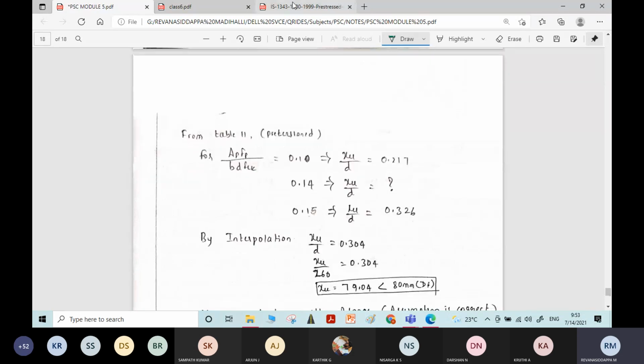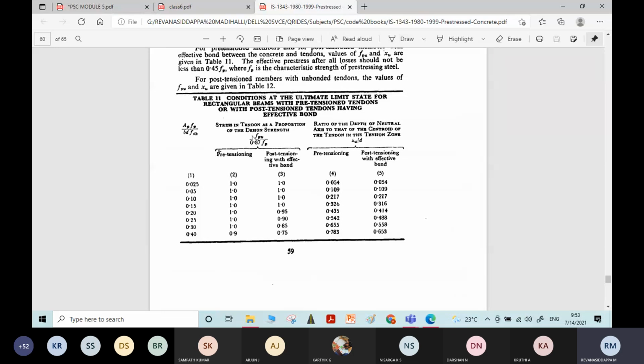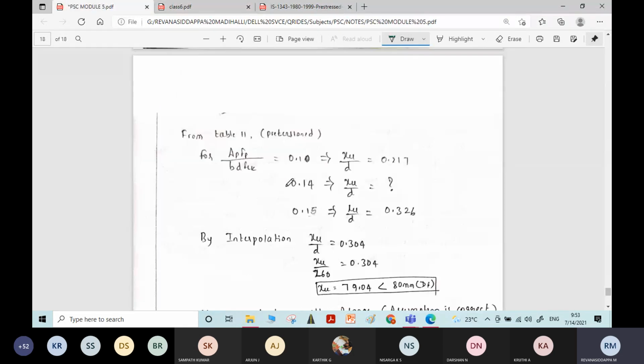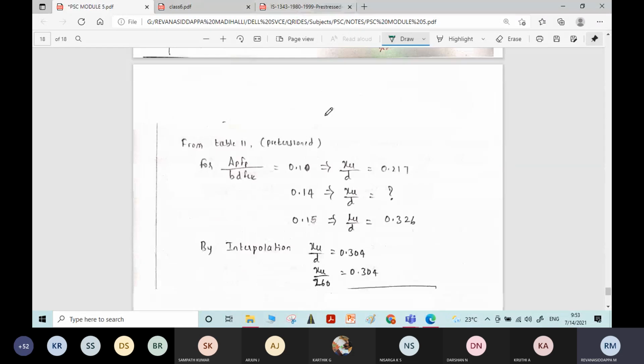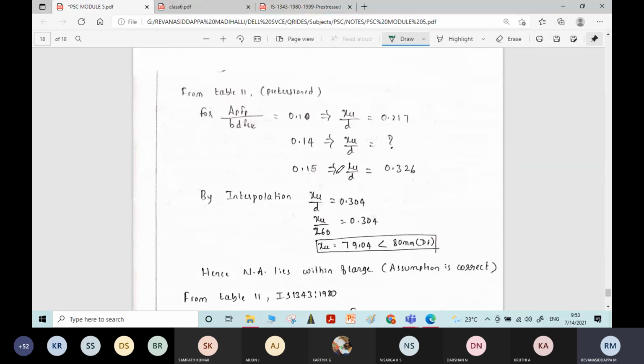Corresponding XU by D ratio I would determine for the pre-tensioned case. Referring to these values, corresponding to AP FP divided by BD FCK equal to 0.14, I determine the corresponding XU by D value by doing the interpolation. The XU by D value I got is 0.304.